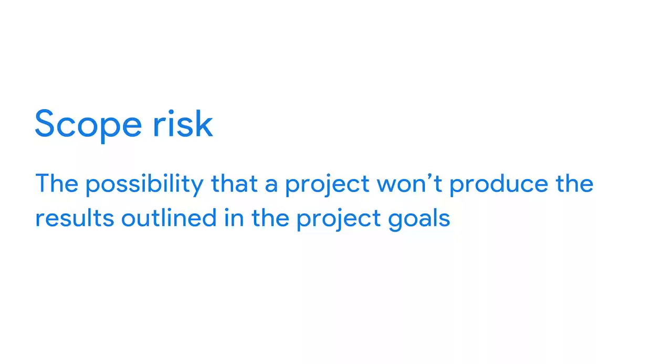Then we have scope risk. Scope risk refers to the possibility that a project won't produce the results outlined in the project goals. You need to be aware of scope risks because the deliverables of your project might not be acceptable to your stakeholders or customers, and that may defeat the purpose of the entire project.